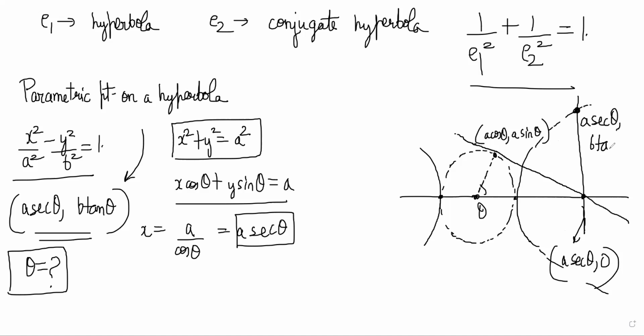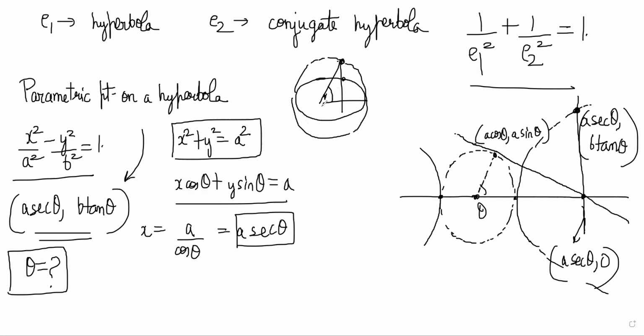It will be a sec theta, b tan theta. So in case of a hyperbola, the construction is a little more complicated than in case of an ellipse, where you just took a circle and dropped a perpendicular from here. In the ellipse case it was simple. Here, you have to take the auxiliary circle, a point on the auxiliary circle, draw a tangent, and the tangent will cut the transverse axis at this point, and from there you can find a corresponding point on the hyperbola. So that is your parametric point on the hyperbola.